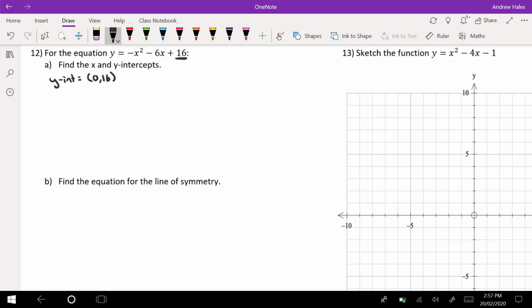All right, the x-intercepts, well, this is where I need to try and factorize it out and use the null factor law to find those values of x, because when y is equal to 0, that's when the graph has an x-intercept. So it's going to be that 0 is equal to negative x squared take 6x plus 16. I'm going to multiply everything by a negative because that's going to help me factorize, because we like dealing with positive numbers. Luckily, 0 times a negative is just still 0.